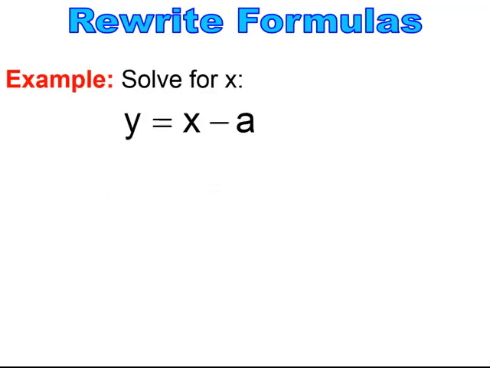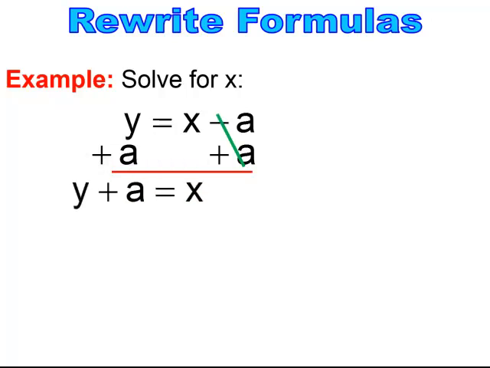This next example, we have y equals x minus a, and we're asked to solve for x. Well, I have to do the inverse operation of minus a, which would be plus a. Again, you want to make sure that you write your formula so that it's y plus a, not attaching that a to y, because that would be multiplication. So our new formula for x would equal y plus a.